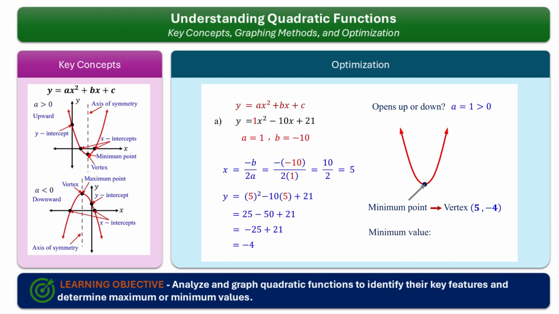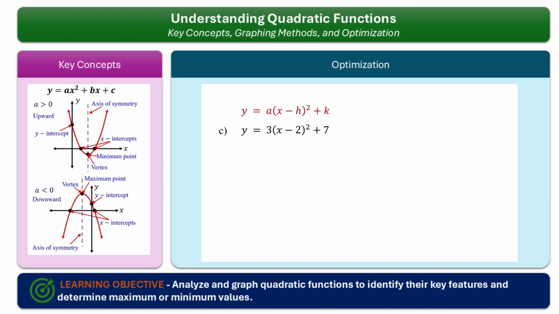The minimum value of a quadratic function is the y-coordinate of the vertex, which is -4 in this case. This occurs when x equals 5. Now let's look at a function given in vertex form. Also in this case, first, determine whether the parabola opens upward or downward based on the sign of a. If a is greater than 0, the parabola opens upward. If a is less than 0, the parabola opens downward. In our example, a is 3, which is greater than 0, so the parabola opens upward. Therefore, the quadratic function has a minimum point, which is the vertex.